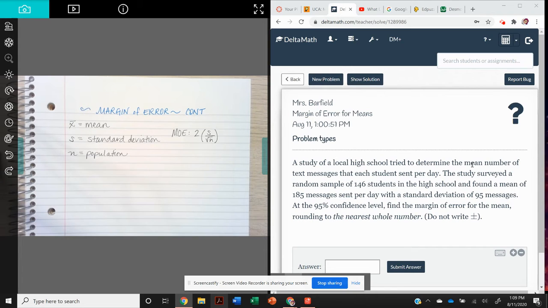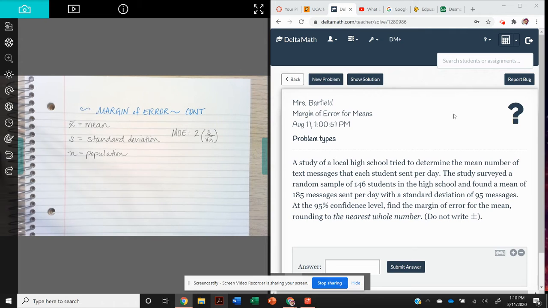It says a study, I could not talk today. A study of a local high school tried to determine the mean number of text messages that each student sent per day. The study surveyed a random sample of 146 students in the high school and found a mean of 185 messages sent per day with a standard deviation of 95 messages. At the 95% confidence level, find the margin of error for the mean, rounding to the nearest whole number.